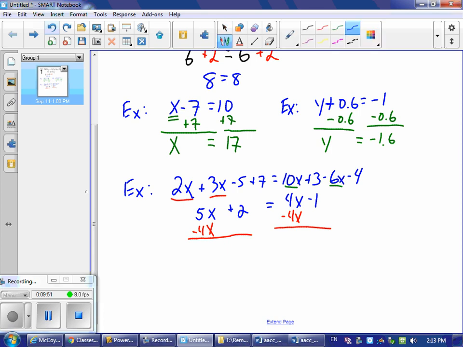So now we're going to end up with 5x minus 4x, which is 1x, or just x, bring down the plus 2 because I didn't do anything with it. On the right-hand side, now I've got 4x minus 4x, which is 0. Bring down, don't forget that's a negative 1 there. That minus goes with the 1. Now I've got all the x's on one side of the equal sign. Now I need to get rid of, just like we did in the first couple of examples, that positive 2 that's attached to the x there. So in order to get rid of plus 2, we're going to subtract 2 on both sides of the equal sign.